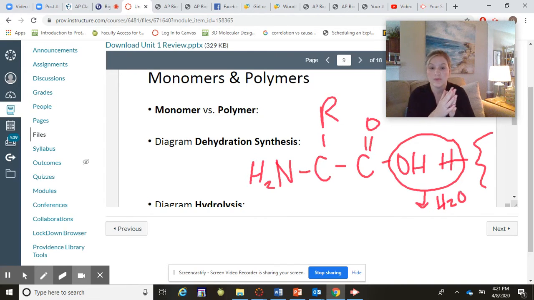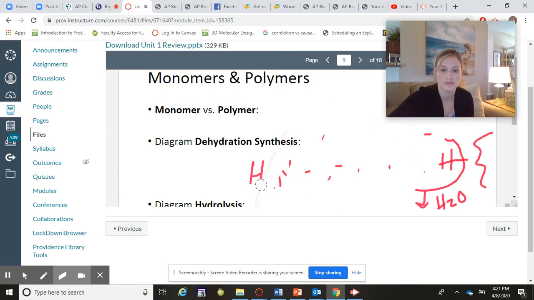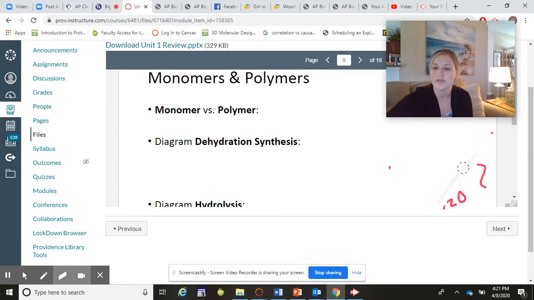So this is what we did when we made those macromolecules that I hung around the room. One group cut off the OH and the other one cut off the H, and then we put them together, and then we glued the H and the OH on the water droplet to represent that water had been removed. Okay, so that's dehydration synthesis, which is important for forming molecules.